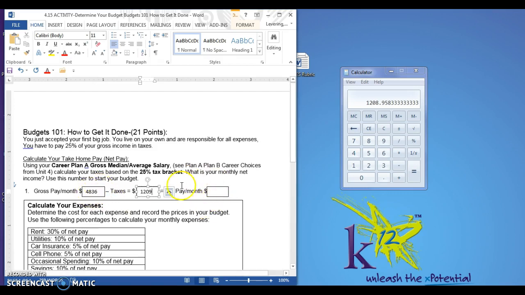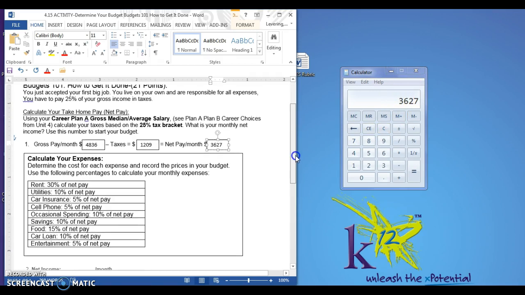Now, to find out my net pay per month, I'm going to take my monthly gross pay of $4,836, and I'm going to subtract my taxes of $1,209, which will give me my net pay per month of $3,627.